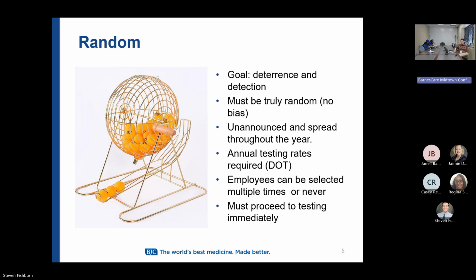There are numbers that the DOT companies have to do. They have to do a certain number of random tests per quarter or per year in order to be compliant with DOT. When someone gets selected, they have a certain number of hours in order to get the test done. So the person must proceed to testing immediately.